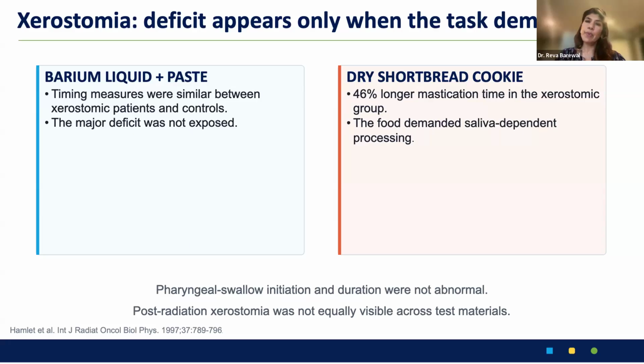What's also important in this study is that the pharyngeal swallow itself was not the major abnormality. The difference was in the oral preparation of the solid. So that's the point I want you to keep in mind: the impairment may be there, but whether you see it depends on what the food is asking the patient to do.